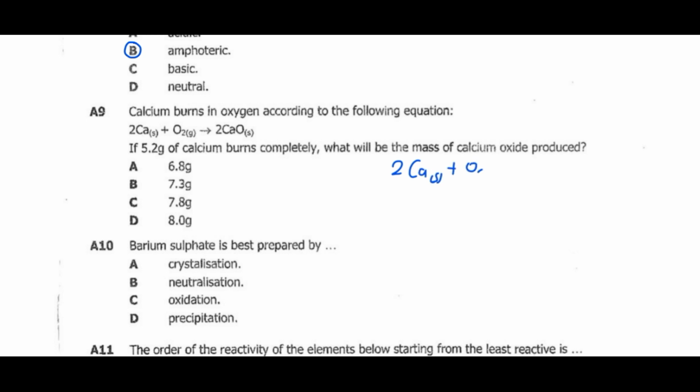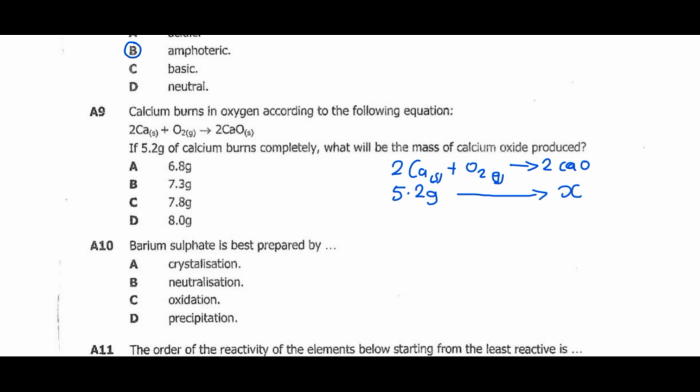And we are lucky that we are given a balanced equation, so no need of balancing it. But in a case where the equation is not balanced, you are supposed to balance it. Now, if 5.2 grams of calcium burns completely, what will be the mass of calcium oxide produced? So 5.2 grams is for calcium. Then for calcium oxide, we don't have, so we put X.